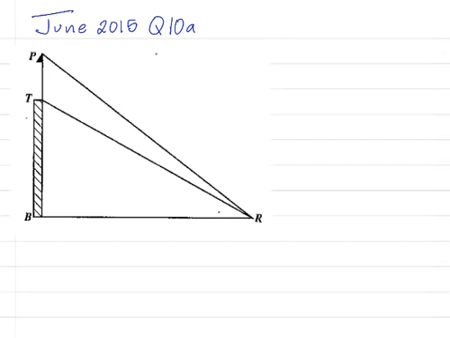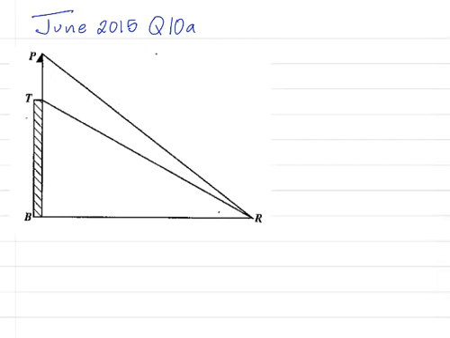June 2015, question 10a. It says, the diagram below, not drawn to scale, shows a vertical tower, BT, with a flagpole, TP, mounted on it. A point R is on the same horizontal ground as B, such that BR is 60 meters and the angle of elevation of T and P from R are 35 and 42 degrees respectively.